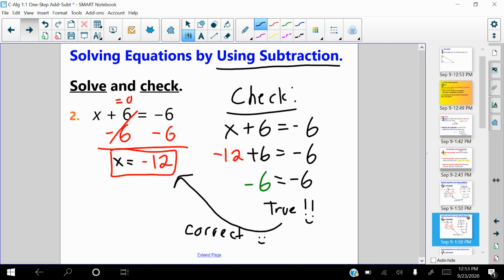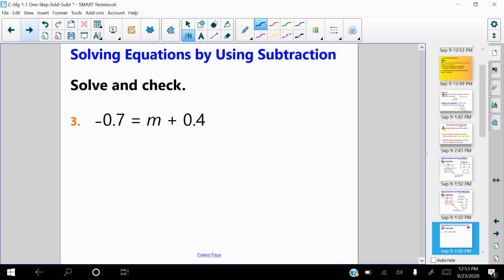Awesome, folks. Let's keep it going. What about this problem here? It looks a little bit different, because our variable is on the right-hand side of the equation this time, but that's okay. We're still going to use the same properties here.